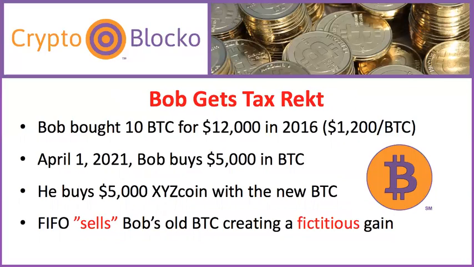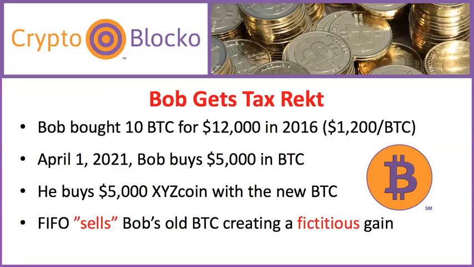He wants to buy XYZ coin, but he finds out the only way he can buy this is to buy Bitcoin first, because he can't buy it with USD. Basically there's no other choice. So Bob can only buy XYZ coin with BTC. He doesn't want to use his old BTC in cold storage because he's got that secured. So he simply buys $5,000 in Bitcoin. Ten minutes later, he sells that and buys the XYZ coin.